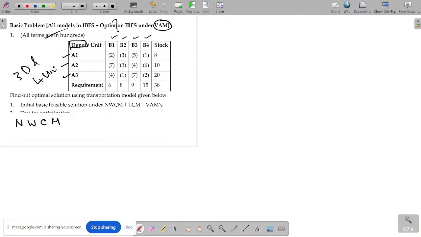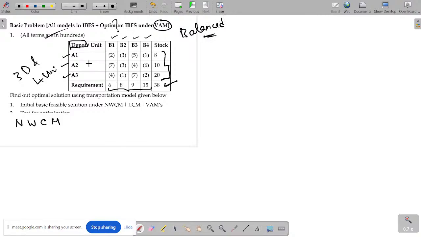We have to check the column total and row total and check whether that's balanced, because we need to check whether it's a standard problem, right? So if we go for the stock and requirement, can I get this value? I can find it here as 8, 10, 20, which is 38. Yes, 6, 8, 9, and 15. I think it is amounting to 38. So the total row and total column is the same. So it's a balanced problem. So let me write it over here. It's a balanced problem.